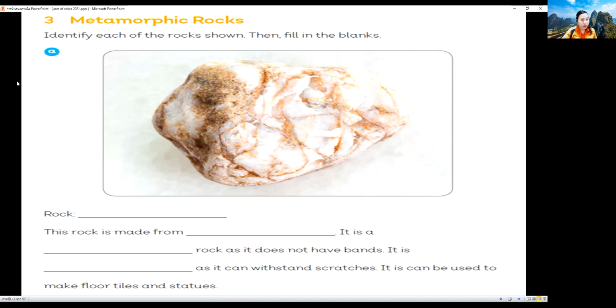What rock is that? Remember, we are now in metamorphic rocks. You need to choose from metamorphic rocks. On page 98 of your book, there are the metamorphic rocks. You need to find what kind of rock this is. What is the name of this rock? And then, what is it made of?